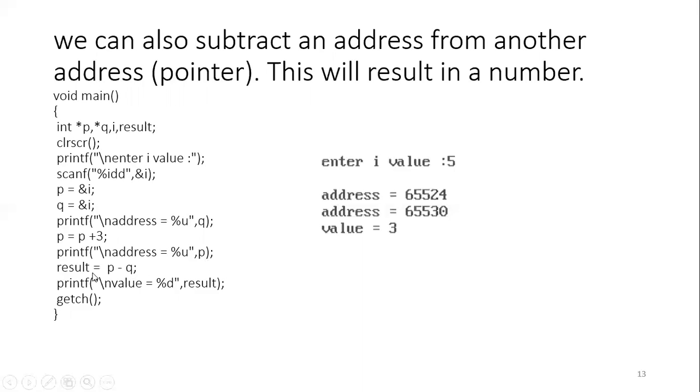Now I want to subtract P minus Q. 65,530 minus 65,524. It is not equal to 6, because the difference might be an integer value 6, but the number of elements between these two addresses is 3 elements. Each element is of type integer. So that's why we are getting 3. 65,530 minus 65,524 is equal to 3, not 6, because the elements between these two addresses are 3 elements of type integer.